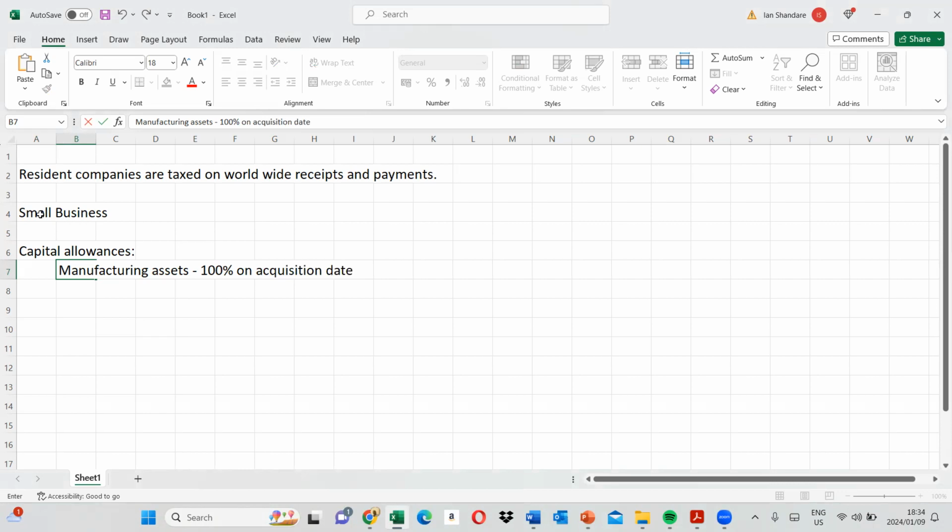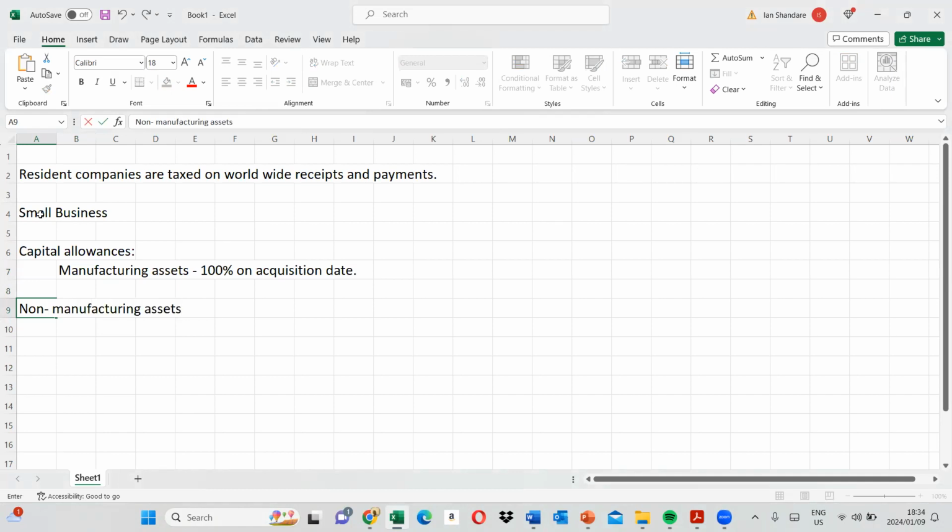All right. So in this case, you claim 100% allowance in regards to manufacturing assets. If they acquired manufacturing machinery, say for 30,000, you know that in the year of acquisition, the allowance is going to be 100%. All right. And then non-manufacturing assets.